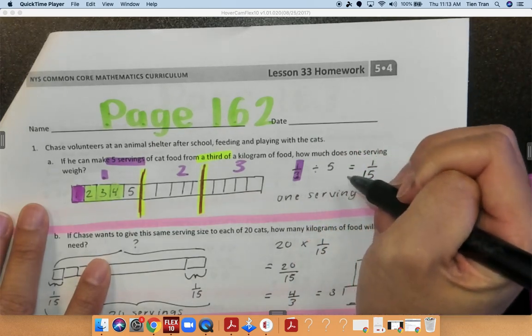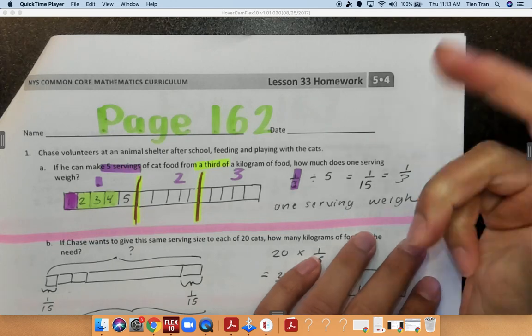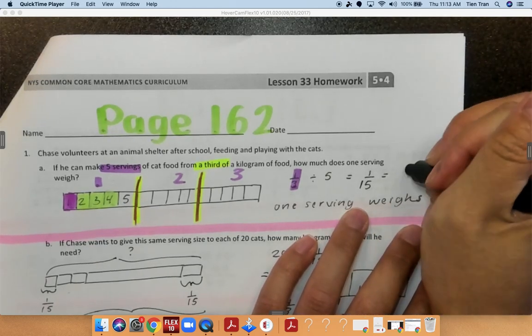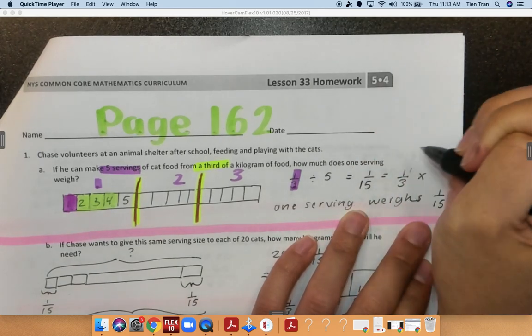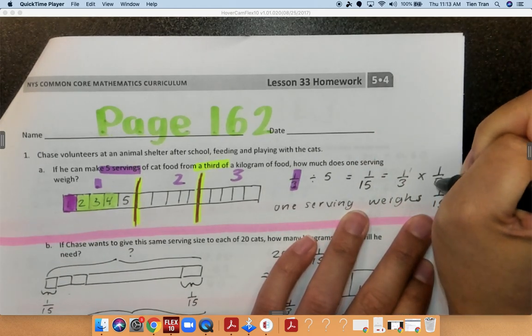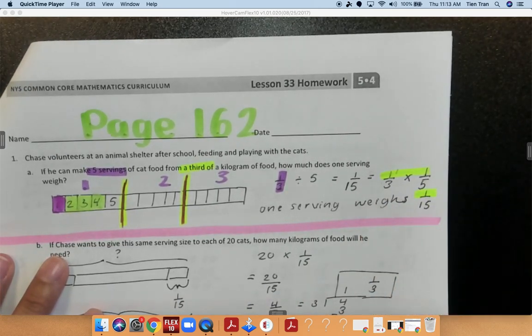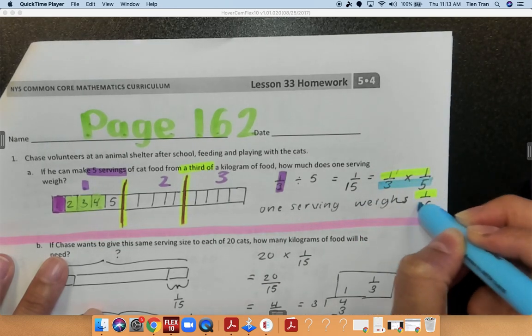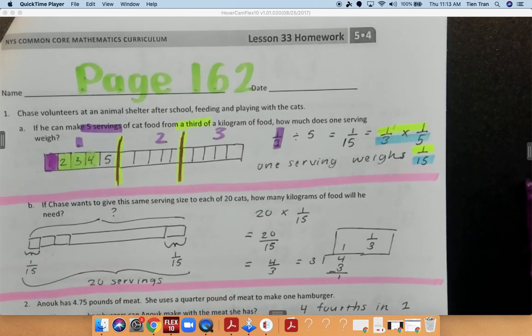So I have 1/3 divided by 5, which is the same as saying 1/3 times, flip the 5, right? So we have 1/3 times 1/5. So 1 times 1 is equal to 1, and 5 times 3 is equal to 15. So our answer is 1 serving weighs 1/15. That's our answer.